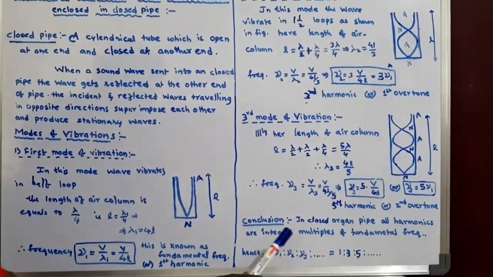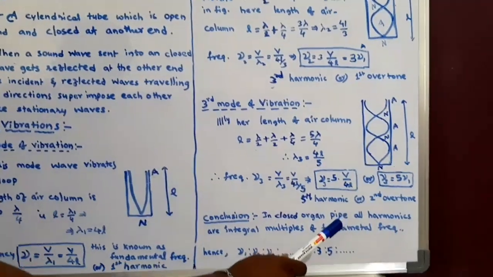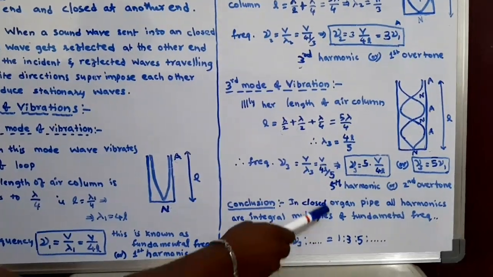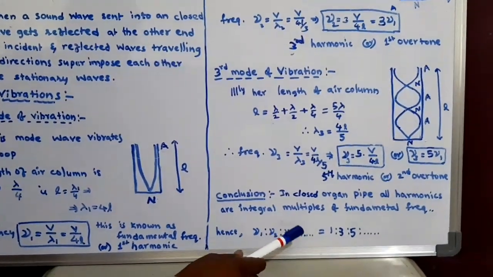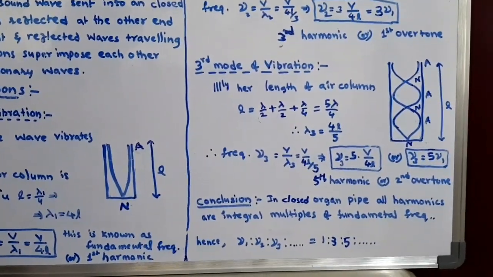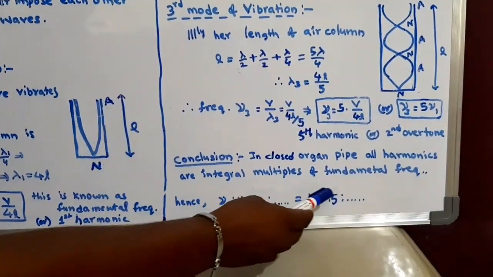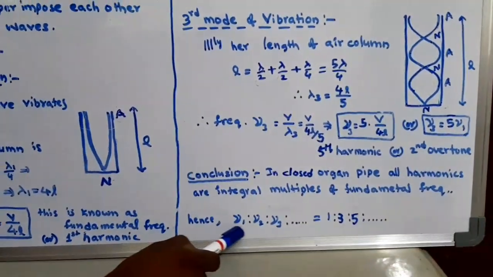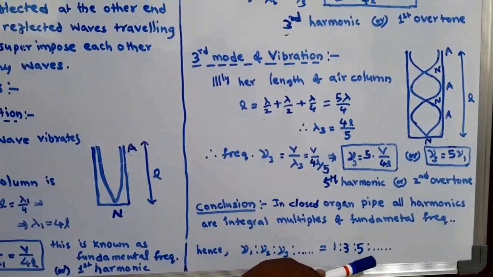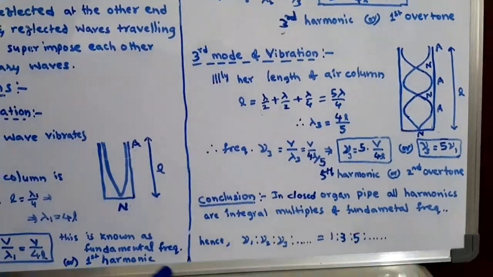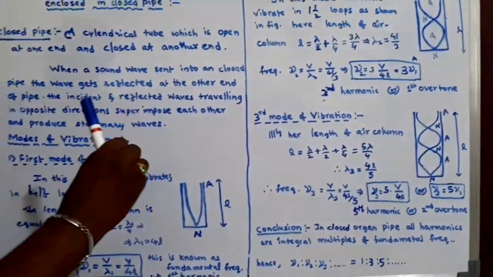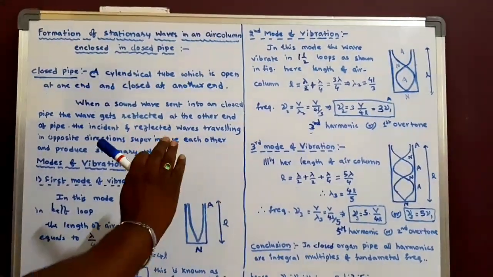The conclusion in this case is that in a closed organ pipe, all the harmonics are integral multiples of the fundamental frequency. Here the integral multiples means only odd-number multiples of the fundamental frequency. The ratio of the frequencies nu 1 is to nu 2 is to nu 3 is 1 is to 3 is to 5, and so on. I am not changing much, because I just replaced the last equation of the open pipe with the closed pipe.